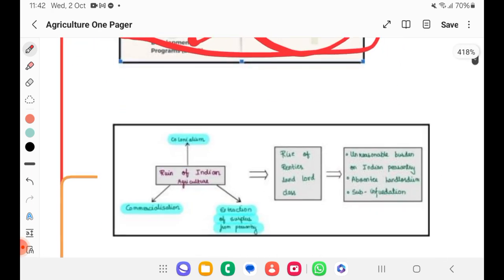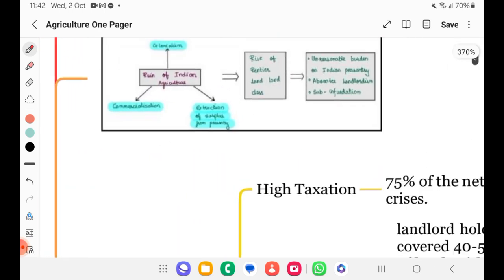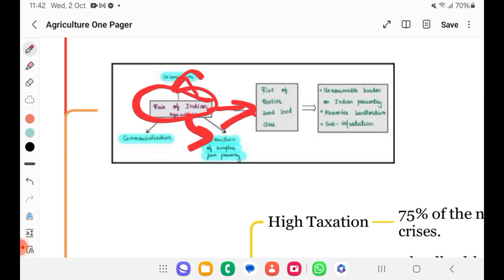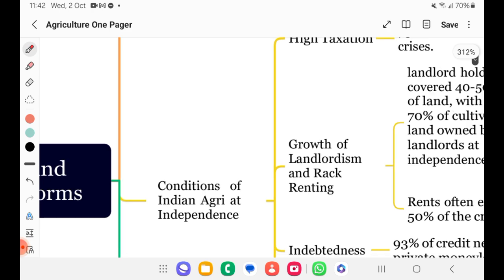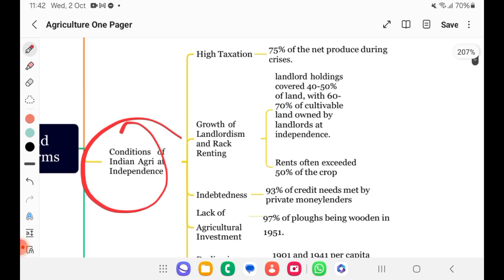Okay. The next one is we thought of understanding the history, where and how Indian agriculture got ruined because of commercialization, colonization, and extreme pressure on peasantry. Okay. Then because of that, later rise in rents and then unreasonable burden. So yeah, these were the reasons. So condition of Indian Agri at independence. So under this we have seen many things. So that is what are the conditions. Before you take some solution, you should know what was the precondition of it.